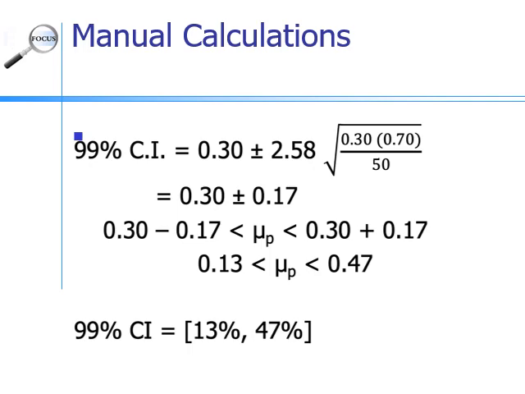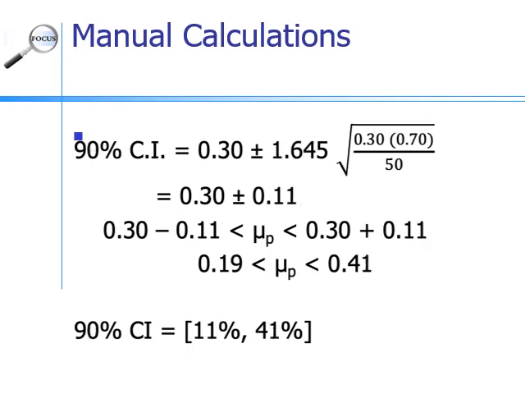If you notice, it becomes wider. The width of the interval is wide compared to the 95%, which is 17 to 43. And then if you have the 99%, that is 13 to 47. When you do the 90%, it is from 11 to 41%.